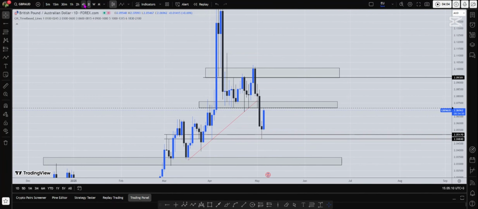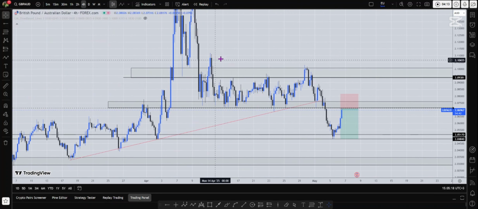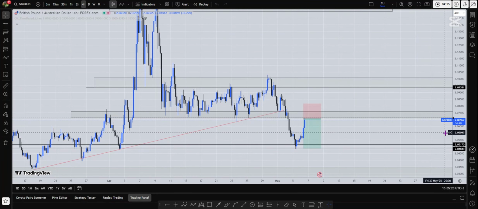Now we go down to the 4 hour time frame, and as you can see in the 4 hour time frame, we now have clarity.